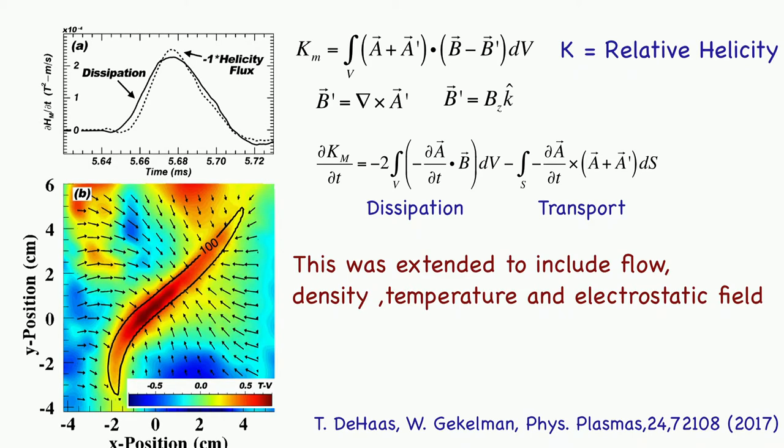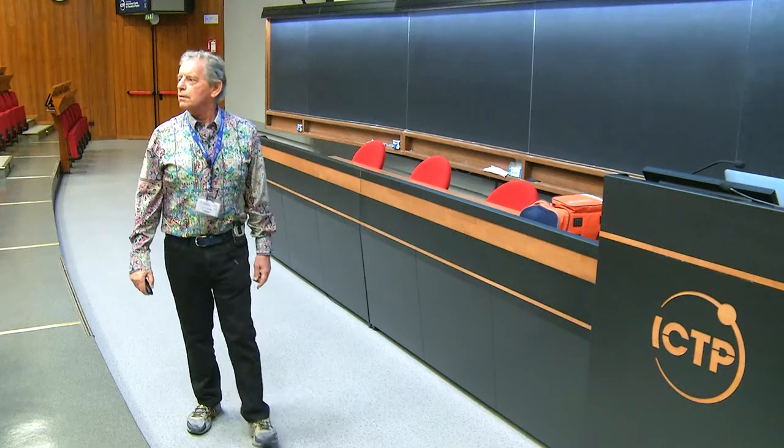And what we found is, if you use this expression, the arrows are the transport of helicity into the quasi-separatrix layer. See, that Q equals 100 is one of the contours of Q. And the arrows are going in. And then the dissipation is shown in color. And you could see that inside the quasi-separatrix layer is where all the dissipation's happening. And if you plot the dissipation and helicity flux into the quasi-separatrix layer, they balance perfectly, right?